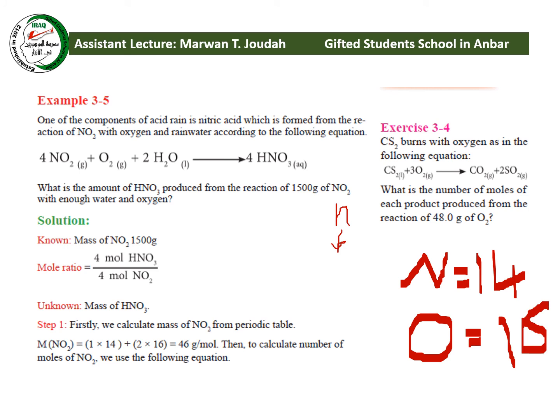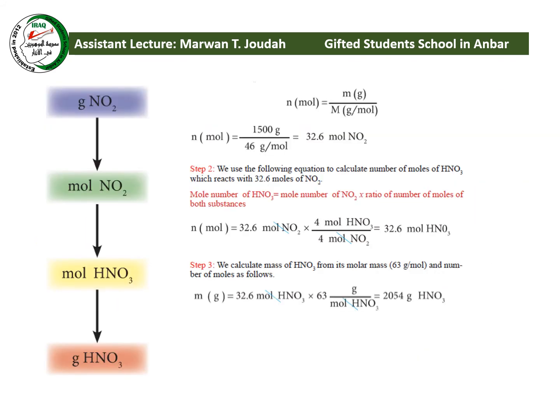For the NO2, how many nitrogen atoms do we have right here? Only one. So 14 times 1, or 1 times 14, which is right here, okay? Plus, how many oxygen? We have 2 atoms of oxygen. So 2 times 16, which is right here. So the total will be 46 grams per mole.